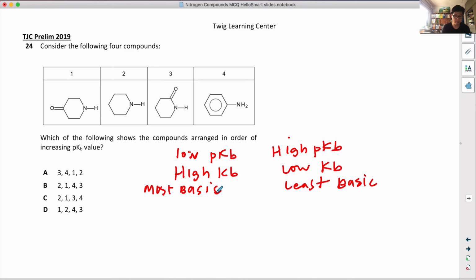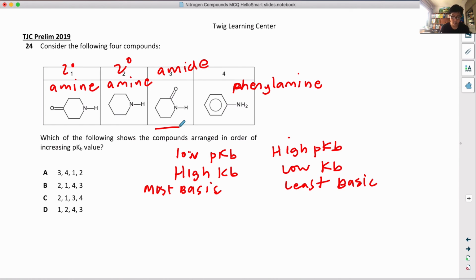Let's see which is the most basic. I will write the functional group out. This is amine, in fact they are both secondary amine. This is amide, and this amine, I'm going to be more specific: phenylamine. So the least basic is amide, which is actually neutral, so I'm going to put 3 here. And phenylamine is less basic than the other two aliphatic amines because the lone pair can delocalize into the benzene ring, less available. I'm going to put 4 here.